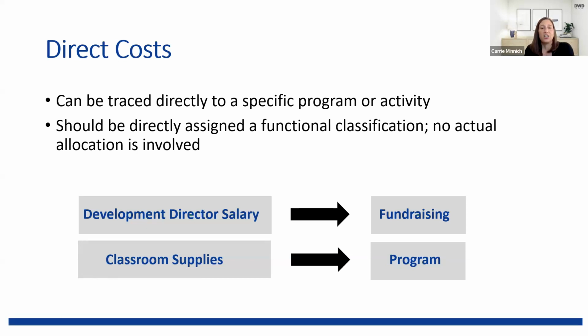Classroom supplies. Let's say you have a nonprofit daycare or preschool that you're running. The supplies that you purchase directly for the classroom are only for that classroom, so that is very easy. It's directly related to programs, so it's under a program function. So with direct costs, there's really no actual allocation that we need to do. These are the easiest. We have an expense, we know exactly what it's for. It's directly related to a specific function, whether it be a program, management in general, or fundraising. We can easily put it into that column.